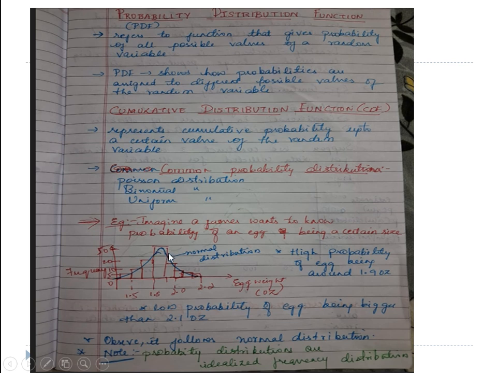Now this is actually like a probability distribution function, because you're getting the probability of the possible values for a particular variable. What is the probability of all possible values? So basically the frequency or the occurrence, we are able to get through this function.